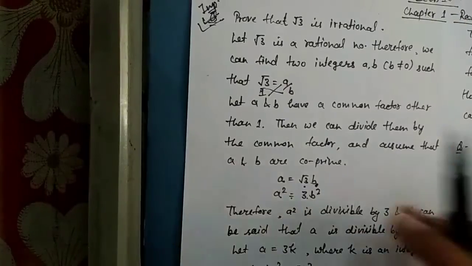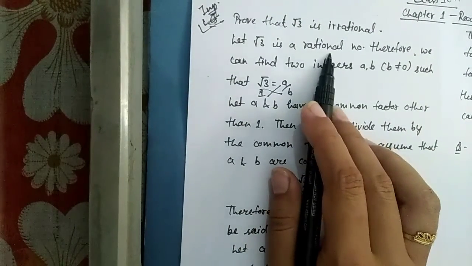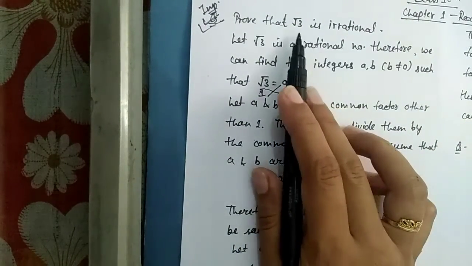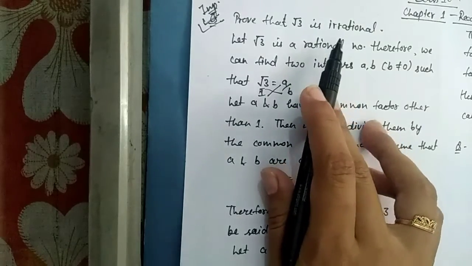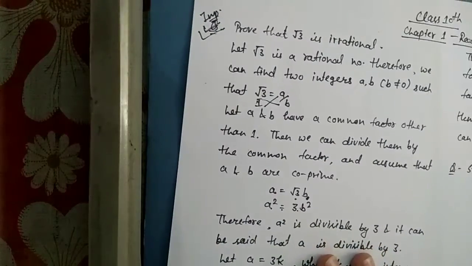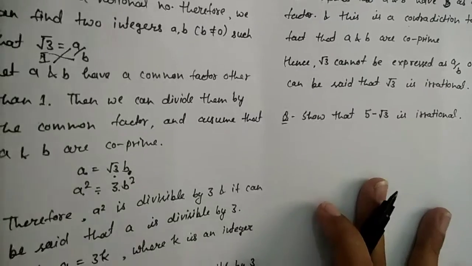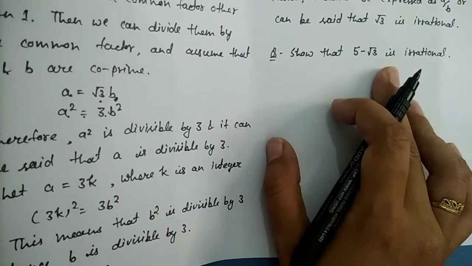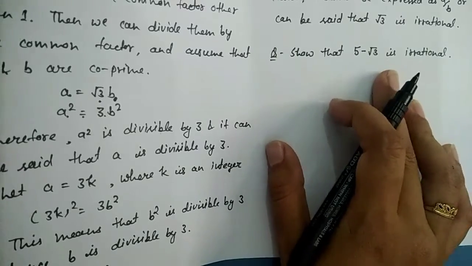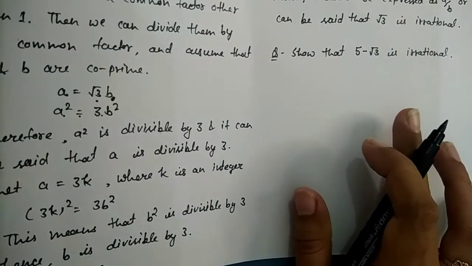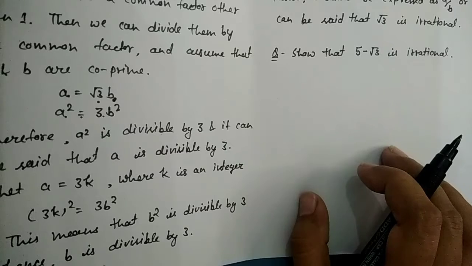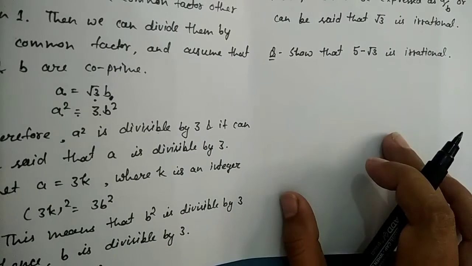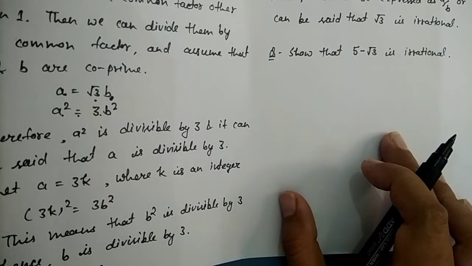So what we assumed, that root 3 is a rational number, is not right. So root 3 is irrational. Okay? In the same way, we will see another question also, which is: show that 5 minus root 3 is irrational. Students, I have not solved this one, so the language I speak for this question, you have to note it down.